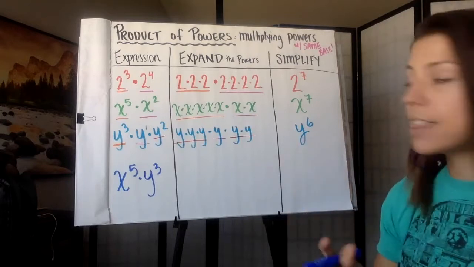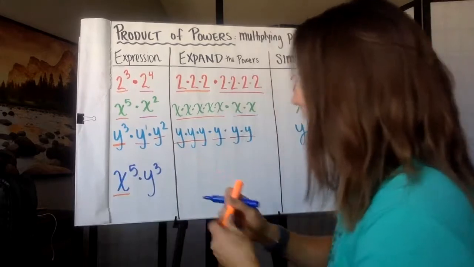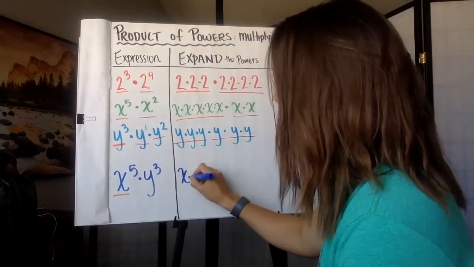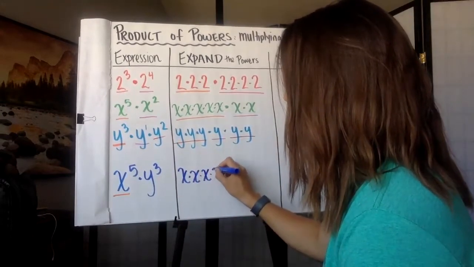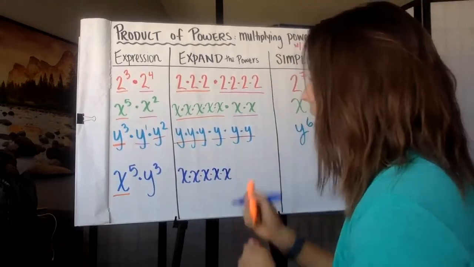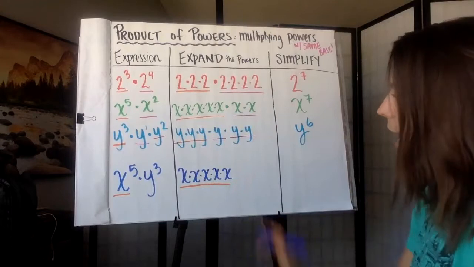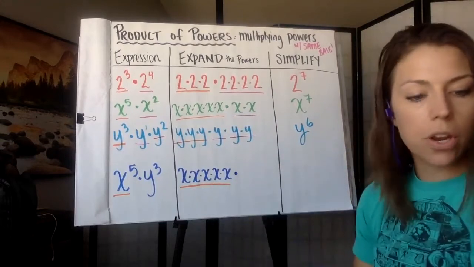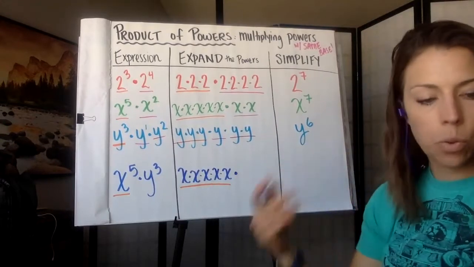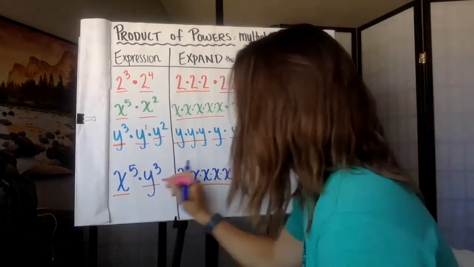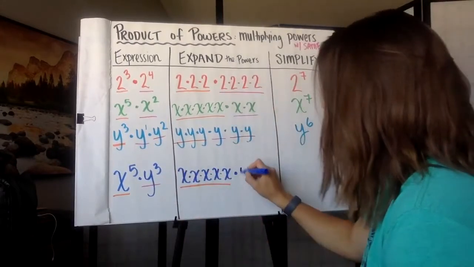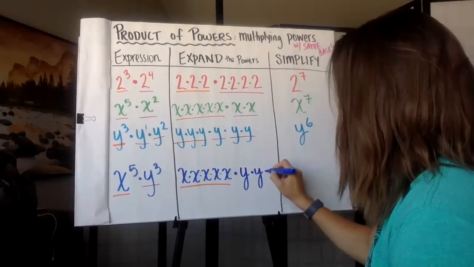What's x to the 5th actually mean? That means x times x, 5 times. All right, that's x to the 5th, right? X times itself 5 times. What's y to the 3rd actually mean? That means y times y times y.